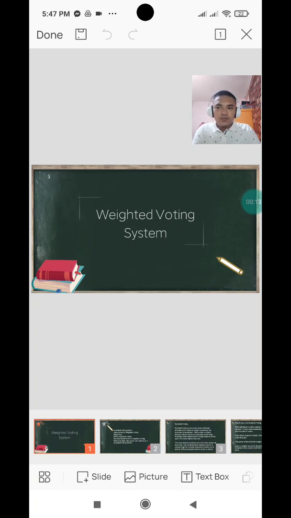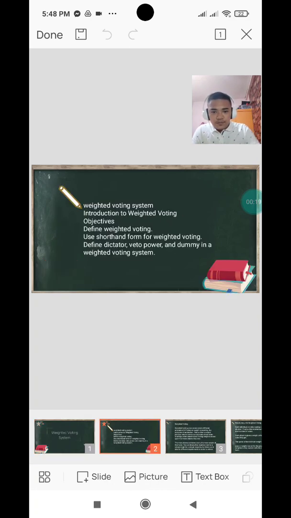This is my report, and my report is about the weighted voting system. Weighted voting system: introduction to weighted voting. Objectives: define weighted voting, use shorthand form for weighted voting, and define dictator, veto power, and dummy in a weighted voting system.